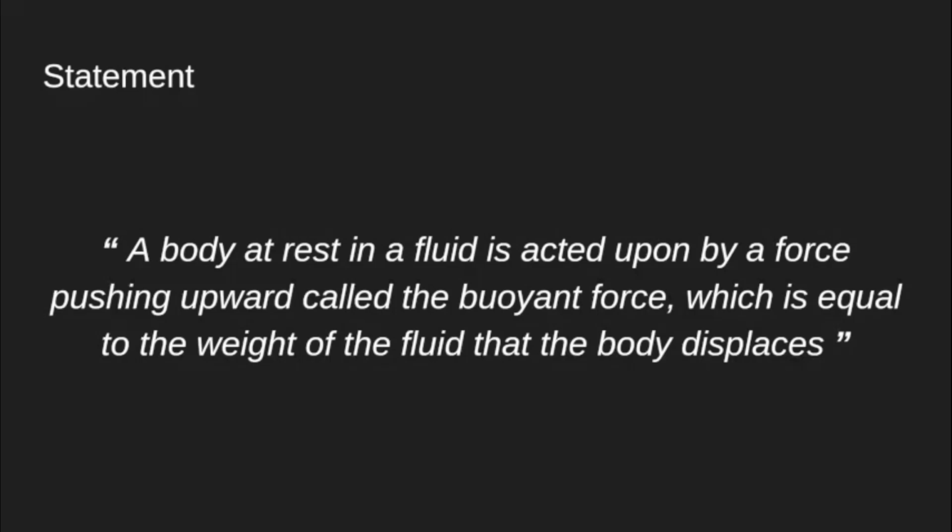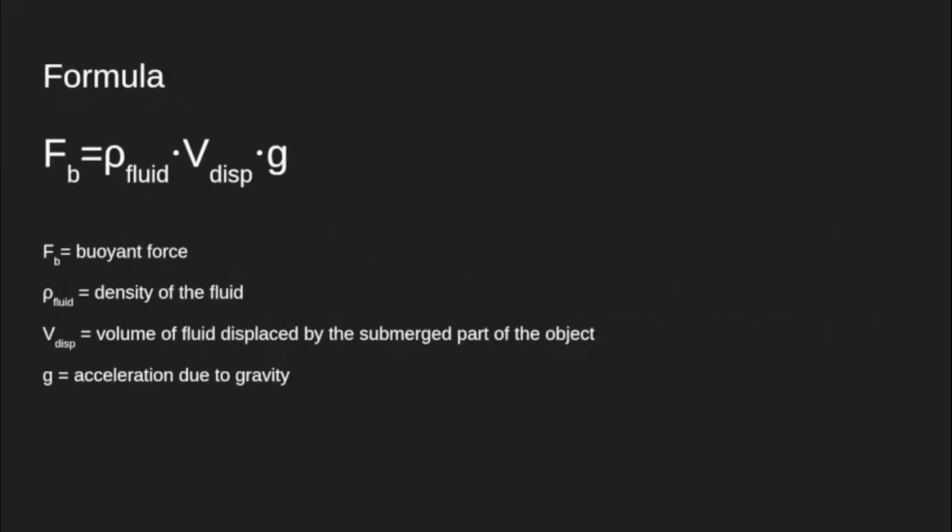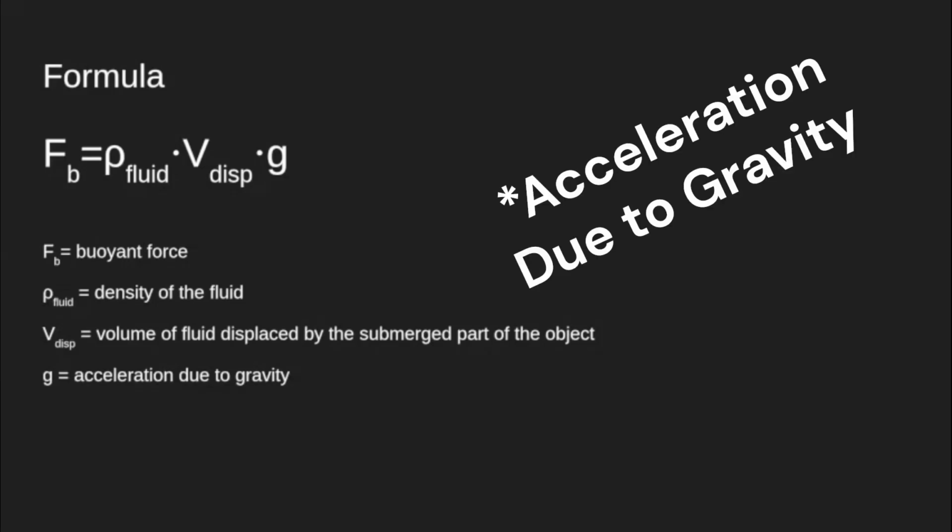So, when an object or a body is on a fluid and some of it is submerged, it displaces some of the fluid. So, mathematically, buoyant force is equal to the density of the fluid multiplied by the volume of the fluid displaced, that is, by the submerged part of the object, times g, that is gravity.